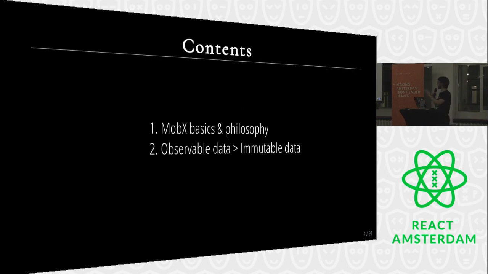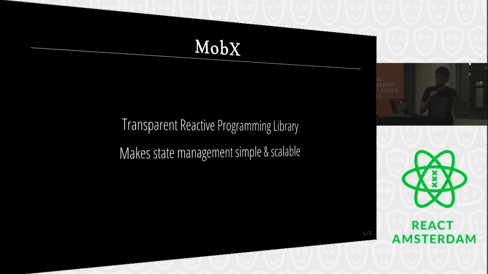So today I will first talk a bit about MobX and the philosophy behind it. And after that I will show how observable data is actually a more powerful method than immutable data. So MobX is a transparent reactive programming library, and I'll show you in a minute what that entails. Its main goal is to make state management simpler, but also more scalable. And those two goals don't conflict.